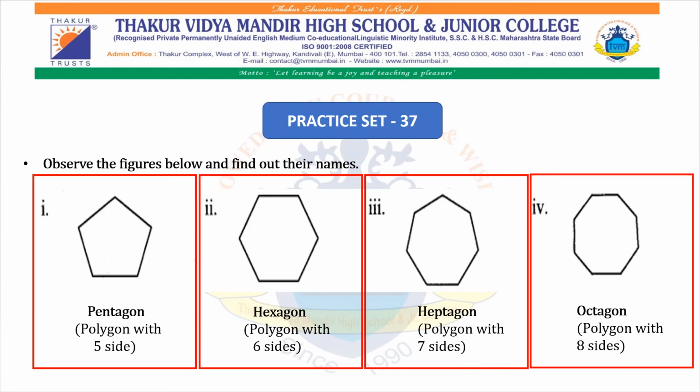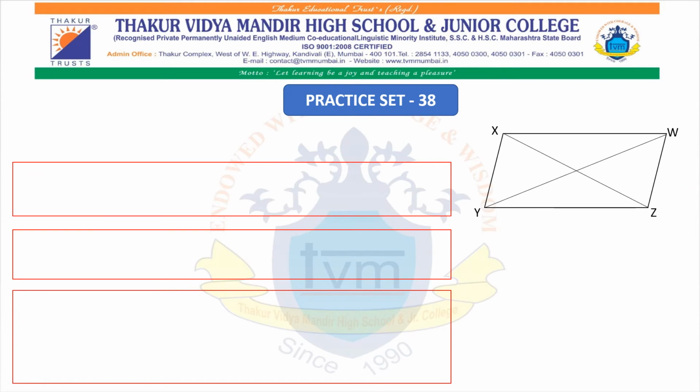Practice set 37. Observe the figures below and find out their names. The first figure has 5 sides, so it is a pentagon. The second figure has 6 sides, so it is a hexagon. The third figure has 7 sides, so it is a heptagon. And a polygon with 8 sides is called an octagon.